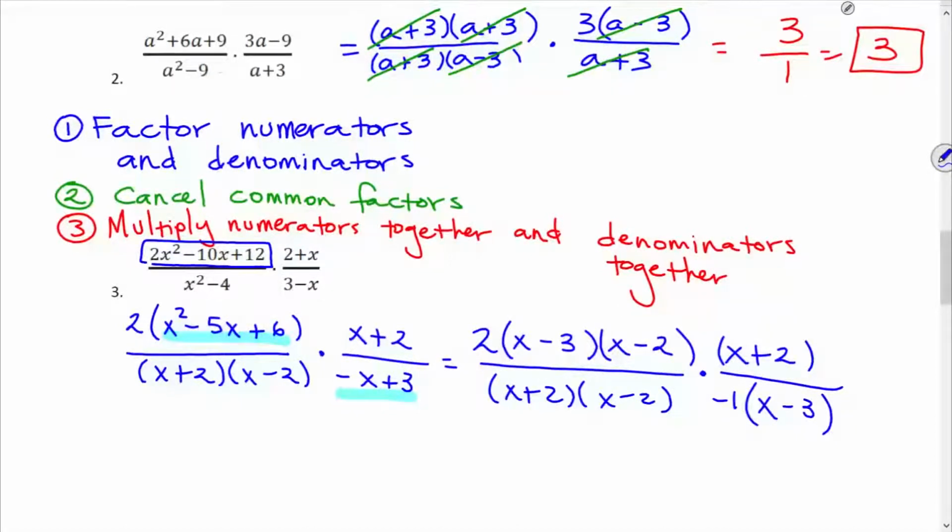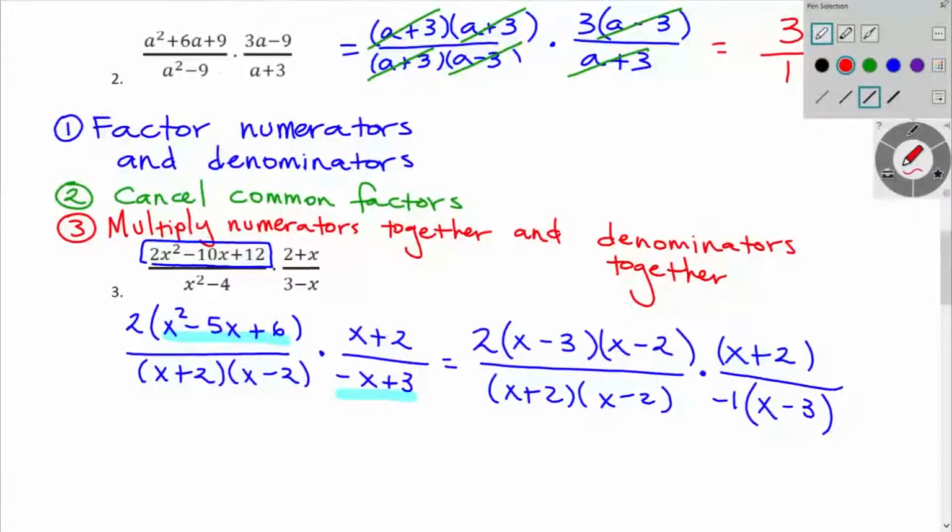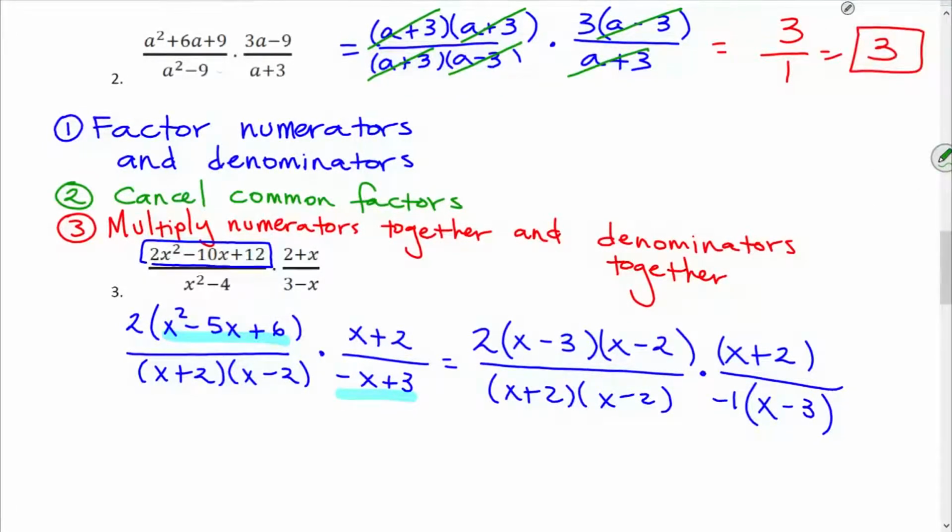Okay, so I factored both the numerators and denominators, everything I could factor. I will now cancel the common factors. Okay, so the same things on top and bottom, the x minus 3 and this x minus 3, this x minus 2 and this x minus 2, and this x plus 2 and this x plus 2.